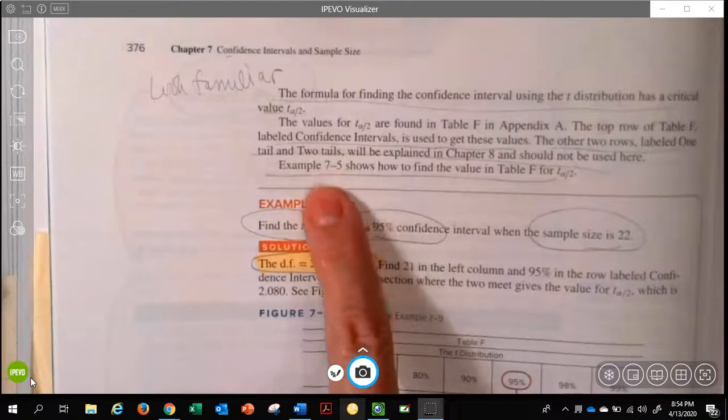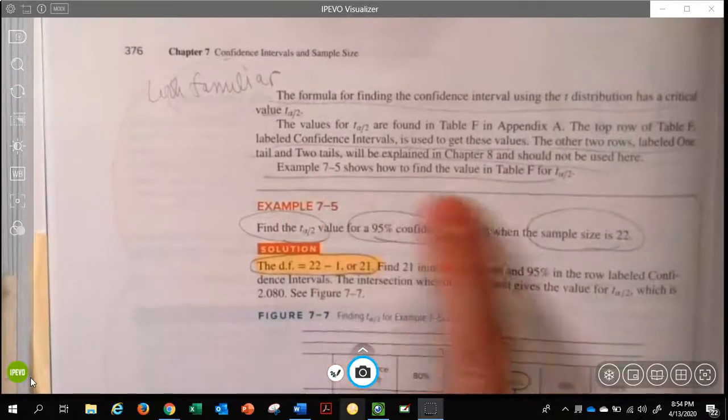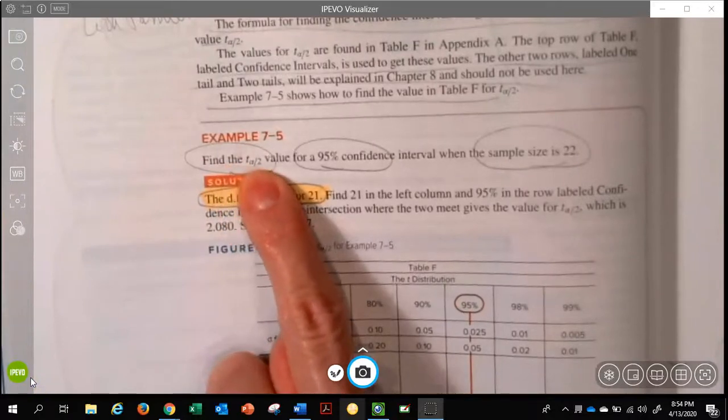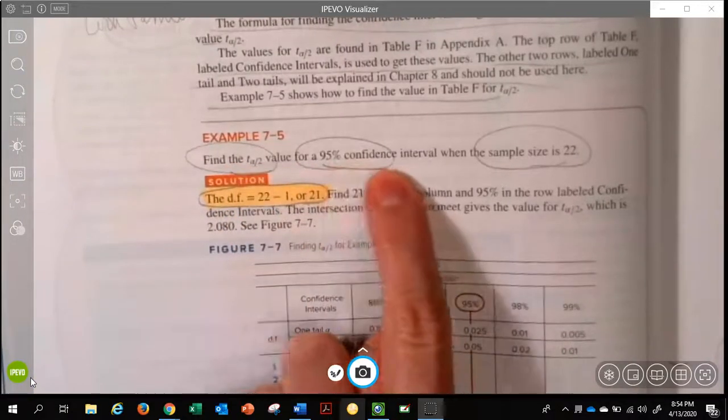That is not us. That is later. It's going to show you how to find this. And so, example 7.5: can we find t sub alpha over 2? We want a 95% confidence interval.